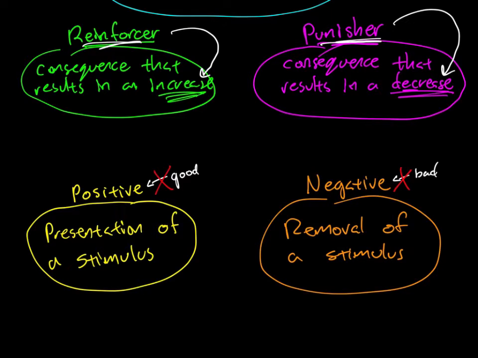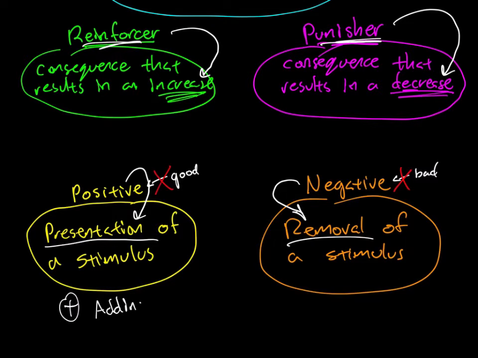Positive just means presentation of a stimulus, and negative just means removal of a stimulus. So a good way to think about this actually is in terms of mathematics. When we think of positive, we think of adding. We think of adding something to the situation. So we're adding a stimulus to the situation, we're presenting it. So it's positive. On the flip side, when we talk about removal of a stimulus, we can think of this as subtraction. We can think of this as subtracting the stimulus, removing it from the situation.